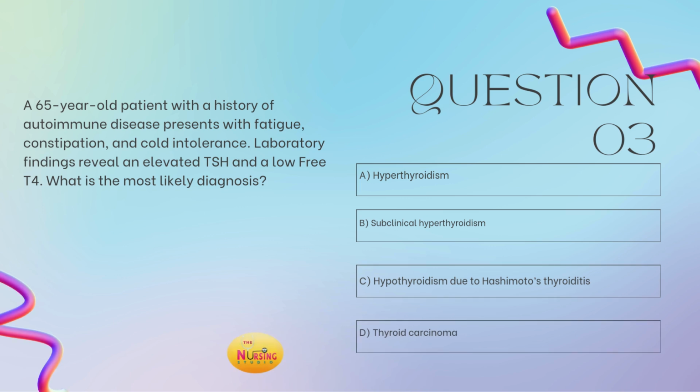All right, and lastly, question number three. A 65-year-old patient with a history of autoimmune disease presents with fatigue, constipation, and cold intolerance. The lab findings reveal an elevated TSH and a low free T4. What is the most likely diagnosis? Is it A, hyperthyroidism, B, subclinical hyperthyroidism, C, hypothyroidism due to Hashimoto's thyroiditis, or D, thyroid carcinoma? Take a moment and tell me what you got in the comments.